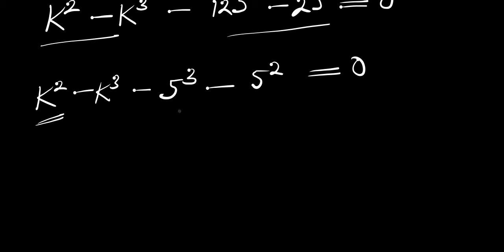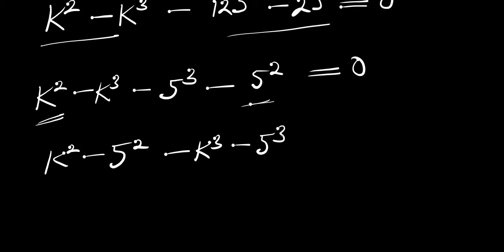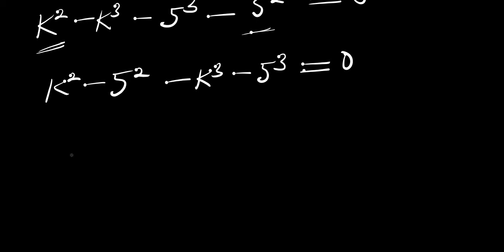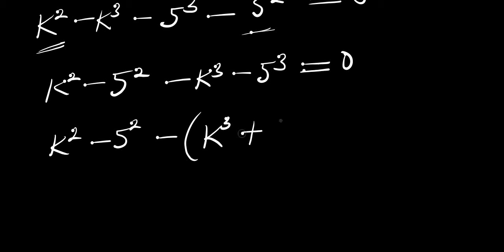Let's rearrange it together. This is k². We can bring this one again. So we have k² minus 5², then we have minus (k³ − 5³), and this equals 0. So we can have it this way: k² − 5², and we take this minus outside. We are just factoring out the negative sign. We have k³ + 5³, and this equals 0.